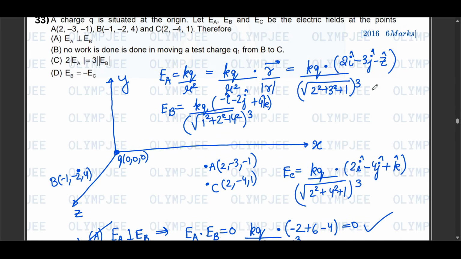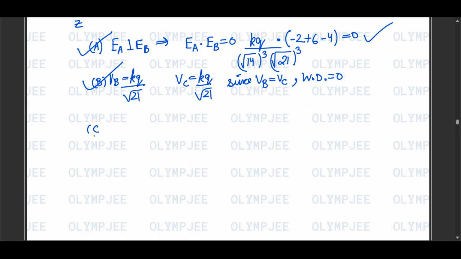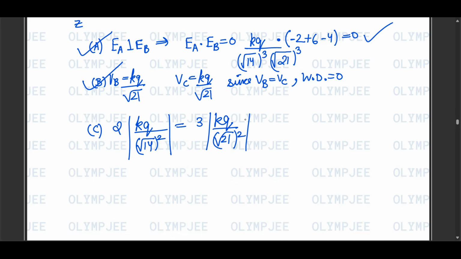And C says that 2 of magnitude of EA is equal to 3 of magnitude of EB. So let us check. 2 of magnitude of EA, which was KQ by 14 square, is equal to 3 of magnitude of EB. So let us check if this is true. 2 by 14 KQ is equal to 3 by 21 KQ. Both will give denominator as 7. So this is also correct.